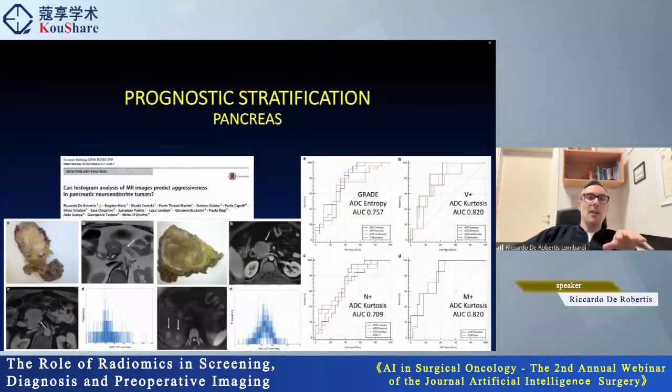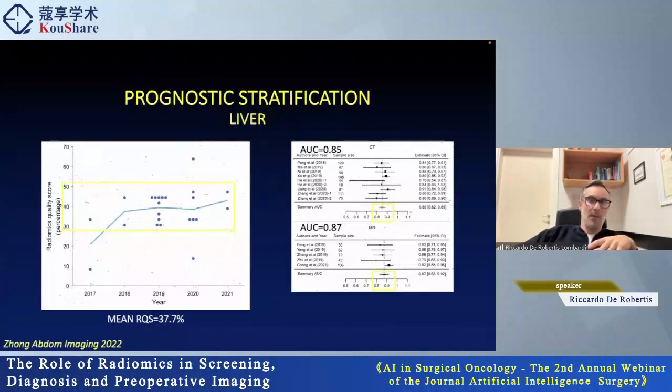Not only ductal adenocarcinoma, but also pancreatic neuroendocrine tumors. In this study, again, we applied histogram analysis to MR images, and we found that several metrics derived from this analysis could be helpful in predicting tumor grade, vascular involvement, nodal and liver metastasis, and in particular, ADC entropy and ADC kurtosis, which are, again, related to tumor heterogeneity, were the most accurate parameters for the identification of neuroendocrine tumors with a more aggressive biological behavior.